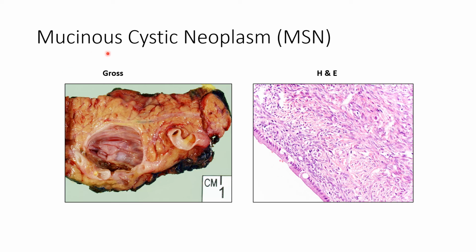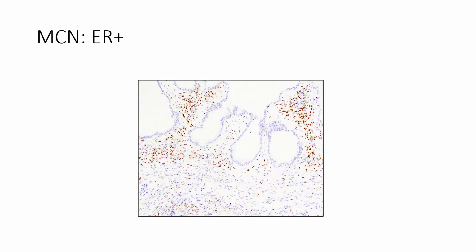Next is mucinous cystic neoplasm. Grossly, it has a gelatinous cut surface showing these ductular structures or cysts, and microscopically the cyst is very large, lined by intestinal or gastric foveolar type of epithelium. And the stroma is very characteristic. It is very dense and it is of ovarian type. So the stroma is ovarian type.